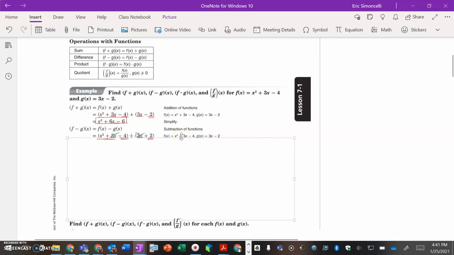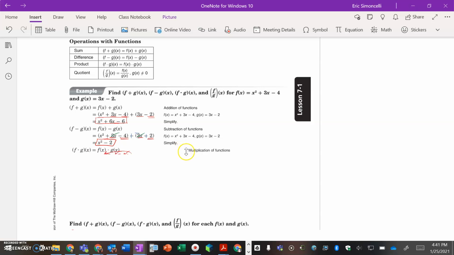And then you still have like terms to consider. In this case, 3x plus a negative 3x, or 3x minus 3x, and negative 4 plus 2. Those are your like terms, which if you add, end up looking like this. So x squared minus 2 is your final answer.